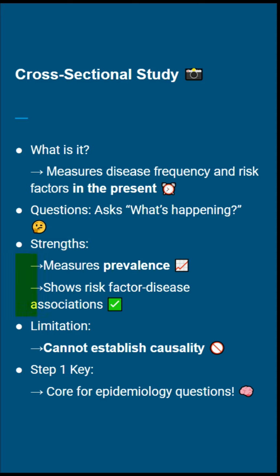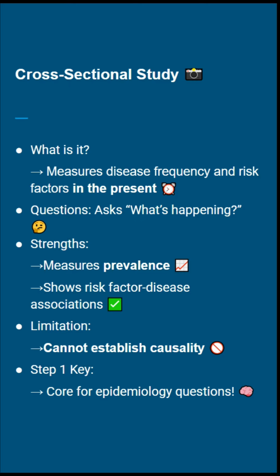The big strength here is that they measure prevalence, how widespread disease is, plus they can show associations between risk factors and diseases, like linking high cholesterol to heart disease. But here's the Step 1 kicker. They can't prove causality. Why? Because they are just a moment in time. You don't know if the risk factor came from the disease or vice versa.